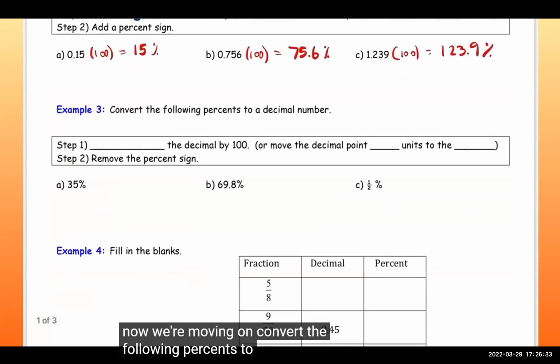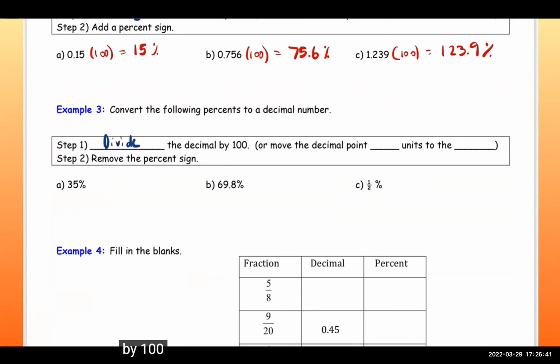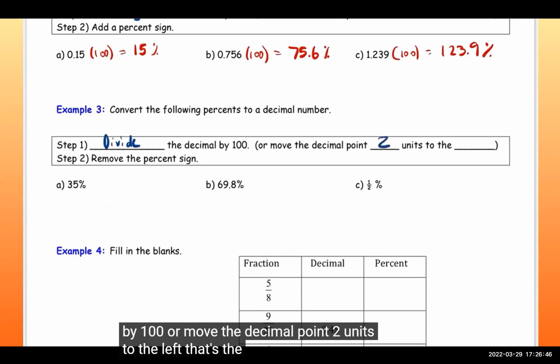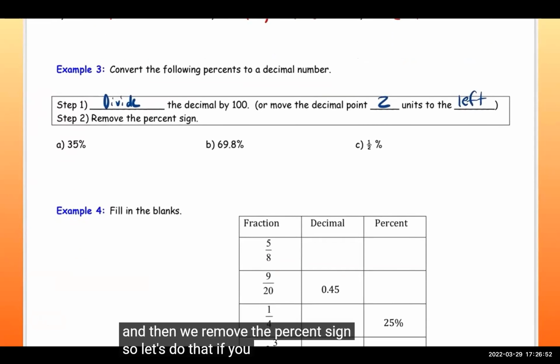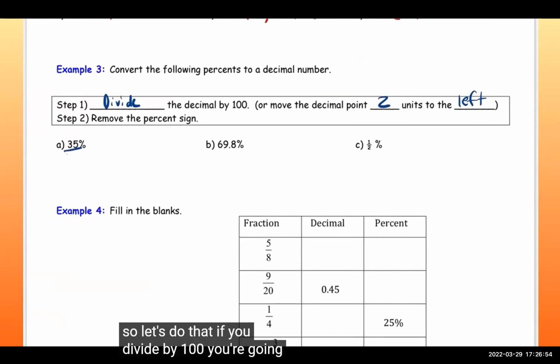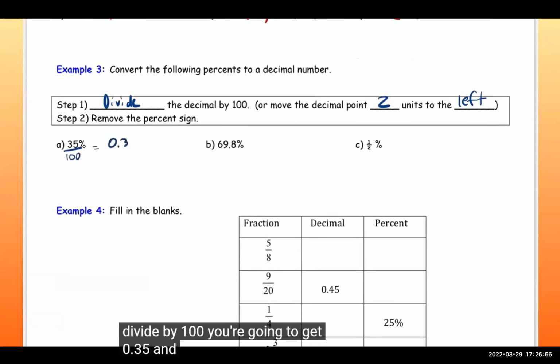All right, now we're moving on. Convert the following percents to a decimal. So we're going to do the opposite of multiply, which is to divide by 100, or move the decimal point 2 units to the left. That's the opposite of right, is left. And then we remove the percent sign. So let's do that. If you divide by 100, you're going to get 0.35, and you remove the percent sign.